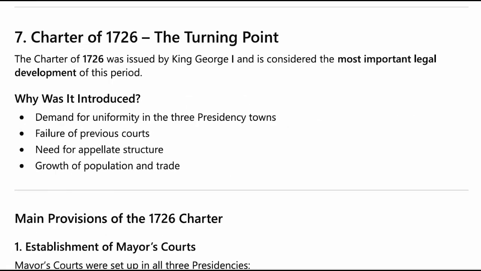This led us to the Charter of 1726, which was the turning point. Now this charter was issued by King George I, and it is considered the most important legal development of this period. Now, why was this Charter of 1726 issued? There was a demand for uniformity in all the three presidency towns of Bombay, Madras and Calcutta.